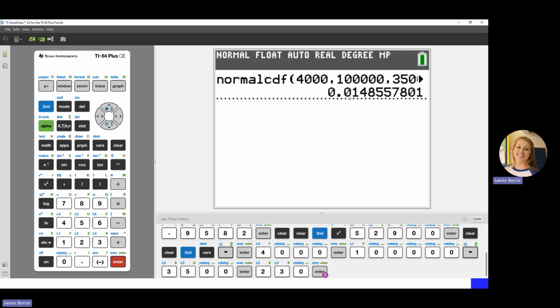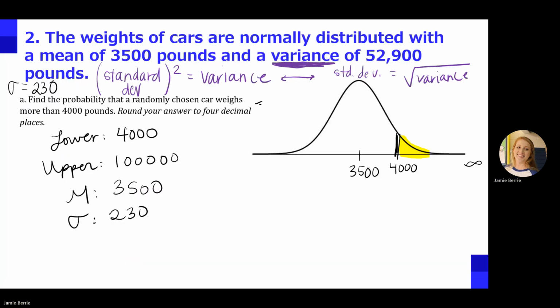And there we go, 0.0149. So the probability that a randomly chosen car weighs more than 4,000 pounds, there's about a 1.5% chance of that, if you were to interpret that probability.